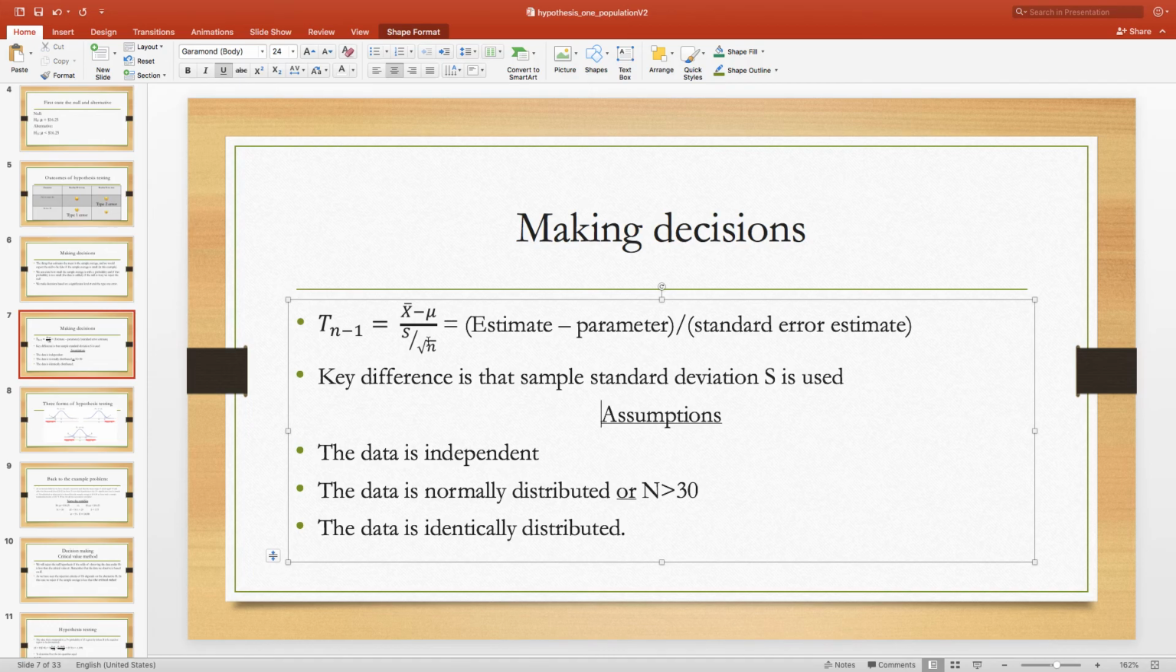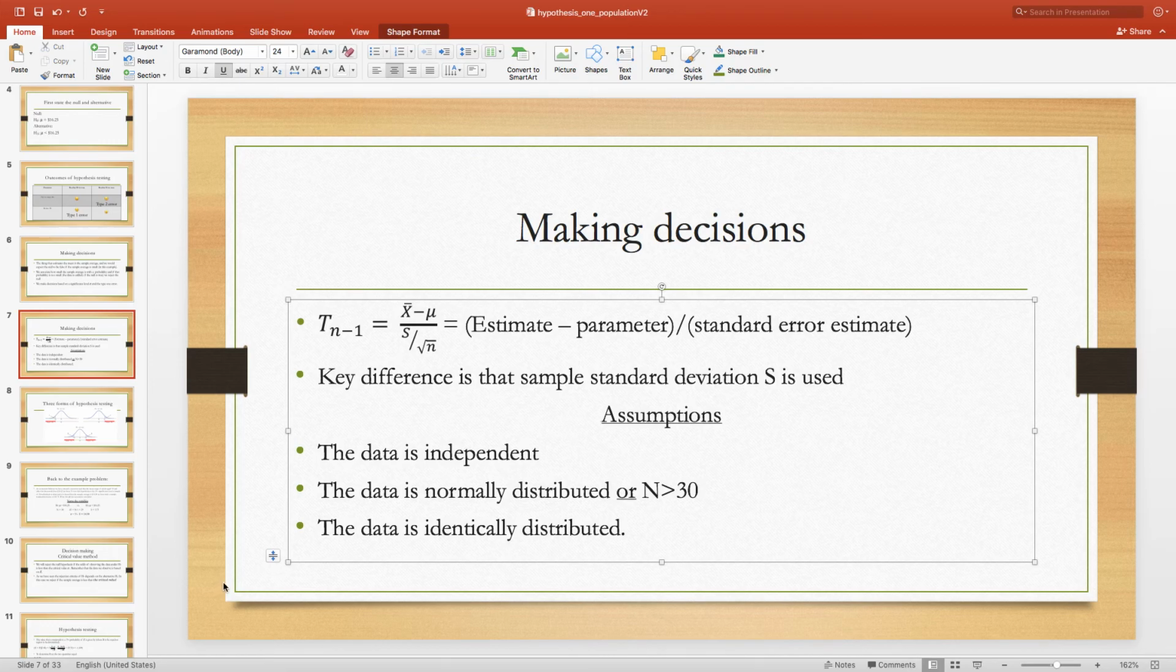Now a key fact here is that we're using the sample standard deviation S, and we're going to assume some things if we're going to use this formula. Our assumption is that data is independent, or we have a random sample. The data is normally distributed, or we have a large enough sample size, n is at least 30, and the data is identically distributed. Now the data is identically distributed is just saying that you're sampling all of your observations from the same population, or that they're undergoing the same fundamental experiment.